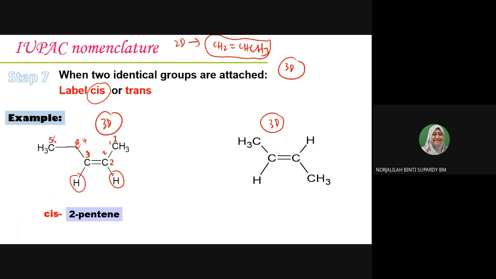Next, the structure on my right side has 4 carbon atoms, and we start numbering either from the top or from the bottom, since it is the same. But the position of the hydrogen atoms is at the opposite side. So when it is at the opposite side, the nomenclature is trans-2-butene.